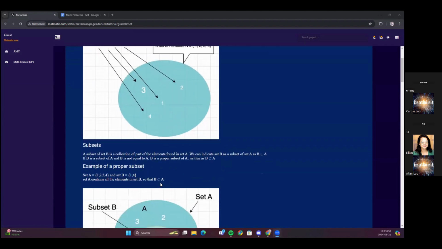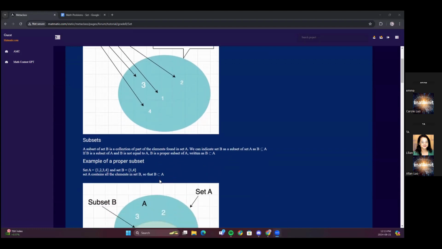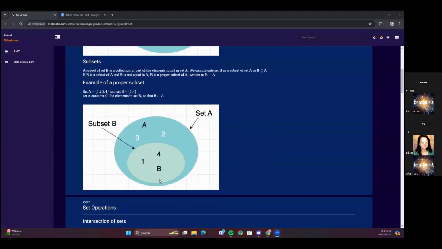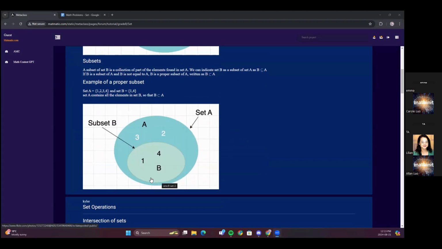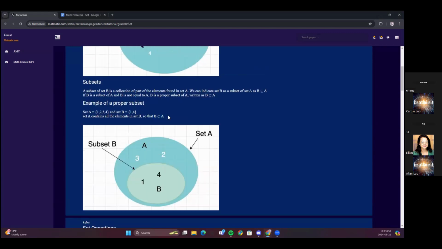Sets can also have subsets in it, which are like smaller sets within a set containing elements from the original set. In the image below, subset B is part of set A. This is true because set A contains all the elements in subset B. You can write this as B subset to A, like this.